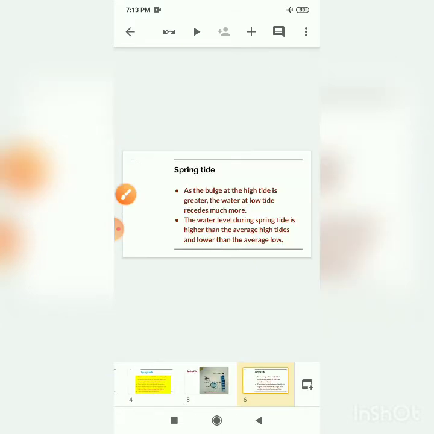As we have already seen in the diagram, as the bulge at the high tide is greater, the water at the low tide recedes much more. The water level during the spring tide is higher than the average high tide and lower than the average low tide. Okay students, so this is the spring tide. I hope it must be clear to you all.